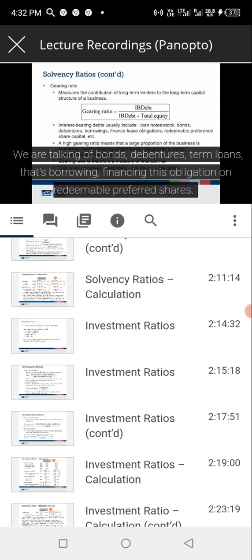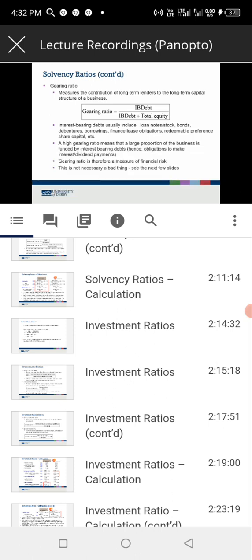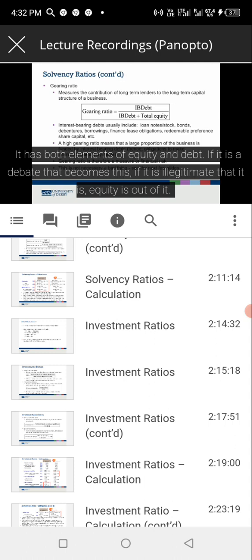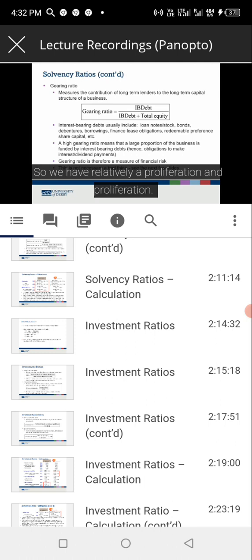And when we talk of interest-bearing debt now, we are talking of loan notes or loan stocks. We are talking of bonds, debentures, term loans, that's borrowing, finance lease obligations, and redeemable preference shares. Remember we said preference share is a hybrid instrument. It has both elements of equity and debt. If it is redeemable, then it becomes debt. If it is irredeemable, then it is equity.